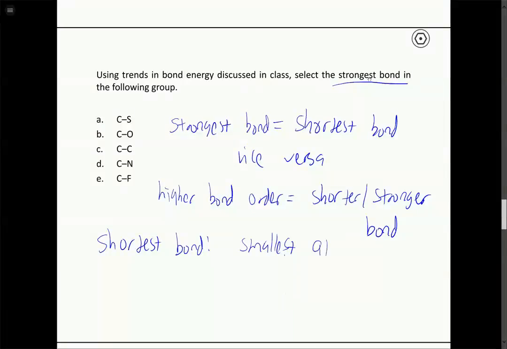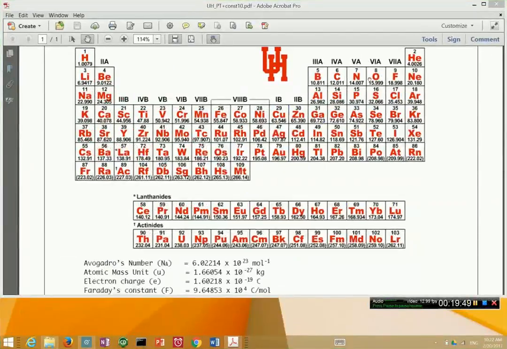Because if you have two small atoms bonding to each other, those are going to give you a shorter bond than if you have two large atoms. All of these bonds have carbon in them, so really we're looking for, in which case is carbon bonded to the smaller atom. So it's going to be sulfur, oxygen, carbon, nitrogen, fluorine. And if you look at the trends in the periodic table for atomic radius, remember that the radius decreases as we go from left to right, and it decreases as we go from bottom to top. So sulfur is going to be the largest of those because it's in the third row of the periodic table, so it's going to be larger than nitrogen, oxygen, carbon, and fluorine.